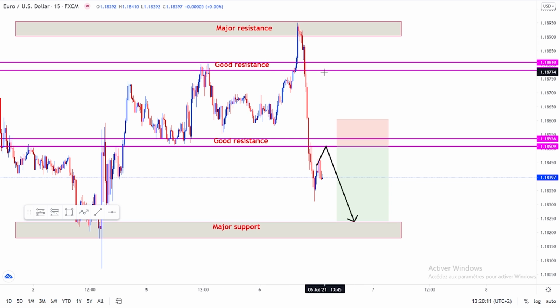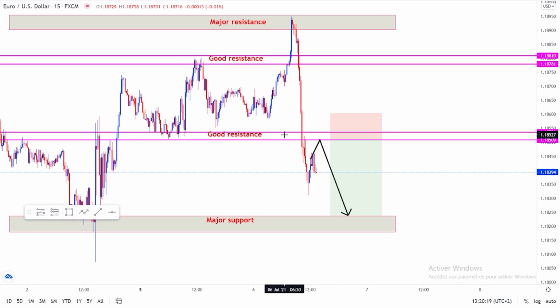We have a lot of resistance here, and this major resistance is far away from my price, so I will mostly focus on these two good resistances. This one is the nearest to my price, so we broke it. Now it is working as a resistance. Here it was a support. We broke it. So we will wait for the market to come to this place again, and if we have a confirmation, it is basically like this.